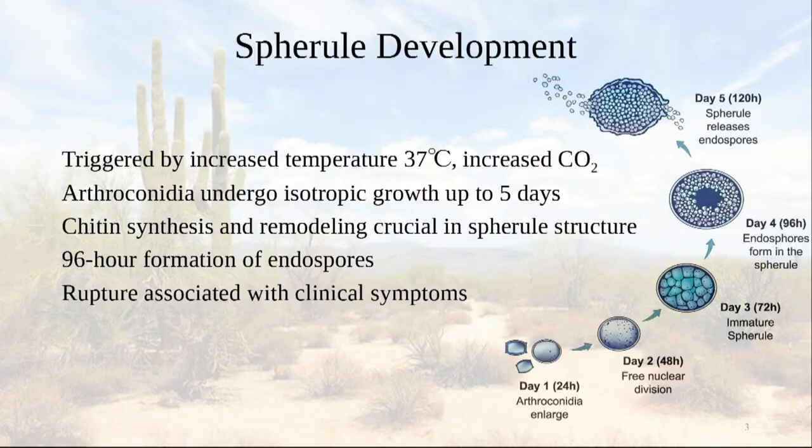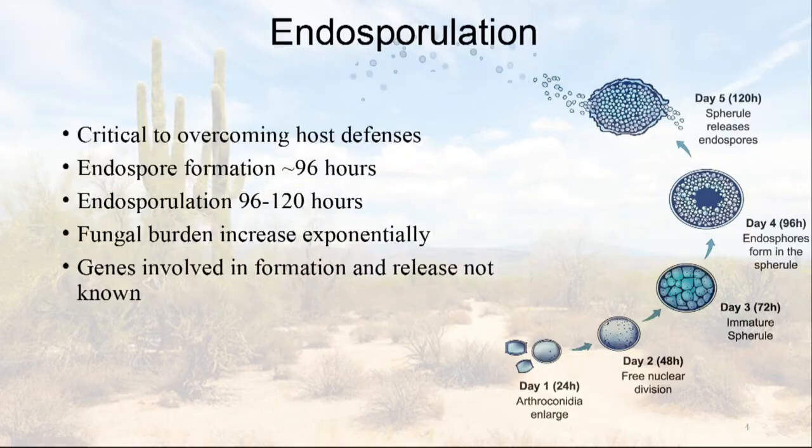Chitin synthesis and remodeling is a crucial aspect of the spherule structure. Approximately 96 hours, there's a formation of these endospores, as I said. And that rupture actually releases signals to the host and results in an increase in clinical symptoms like fever, etc. Next slide, please.